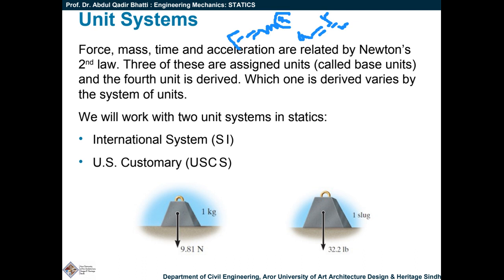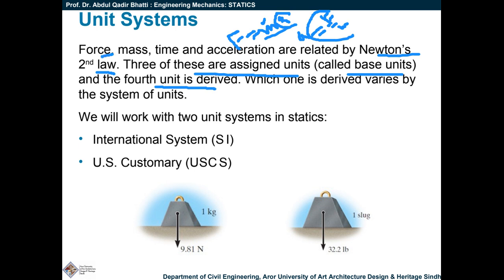We normally use conversion units, from the basic quantities we will convert into the other quantities. So force, mass, time, acceleration are related to Newton's second law. Three of these are assigned and called the basic units. Okay, and the fourth unit is the derived unit. Which one is the derived unit?